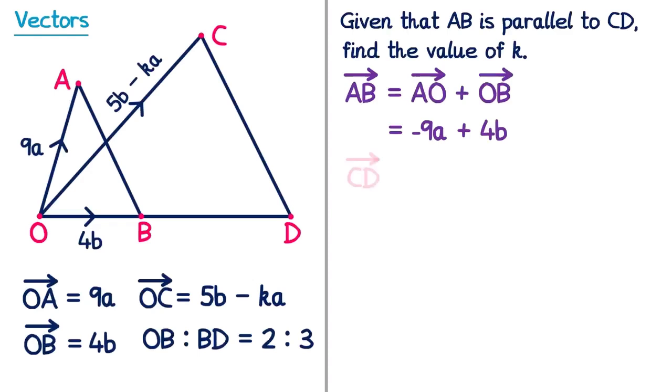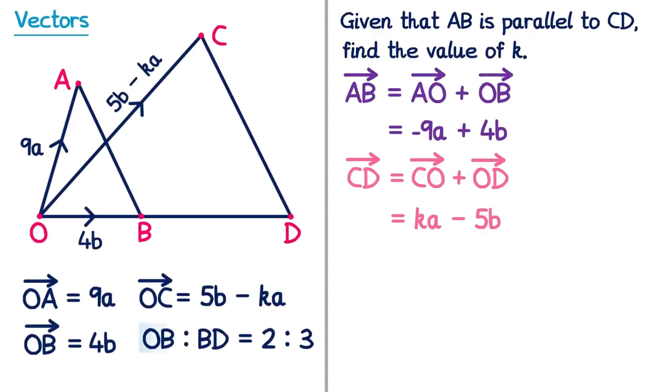What about the vector CD? To get from C to D, I'm going to go from C all the way back to O, and then O all the way to D. Now we know the vector from O to C, that's 5b minus Ka, so the vector in the other direction will be the same one, but we reverse those signs, so it'll be Ka minus 5b. Then we want to find the vector from O to D, but we don't have this vector. We do have part of that line from O to B, but we need the part from B to D.